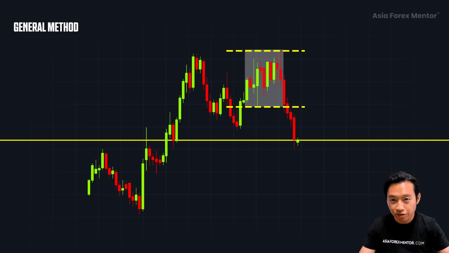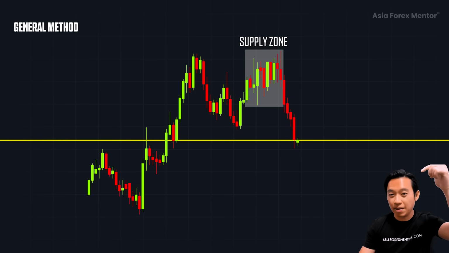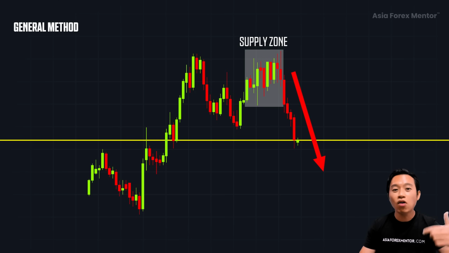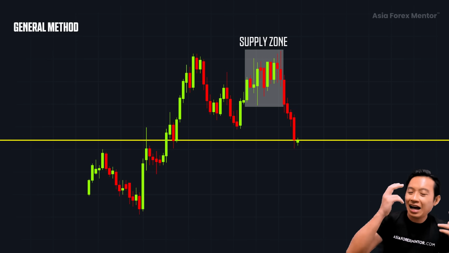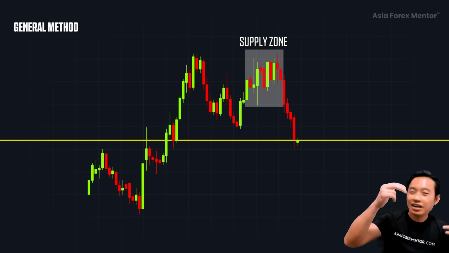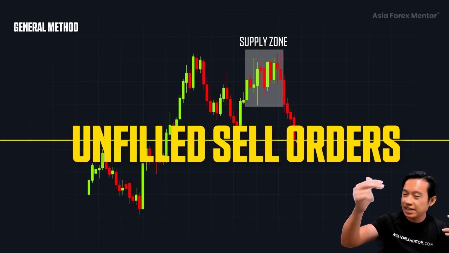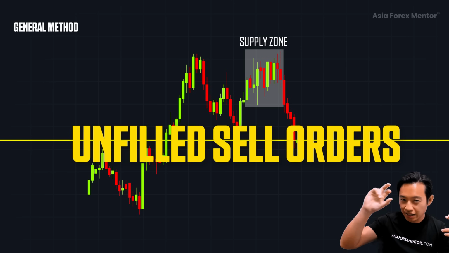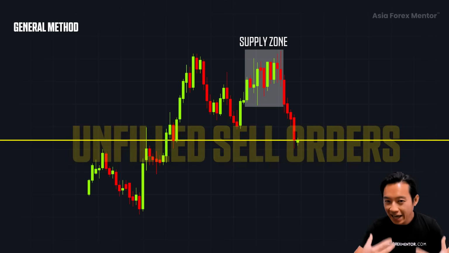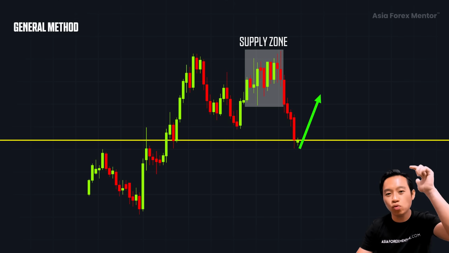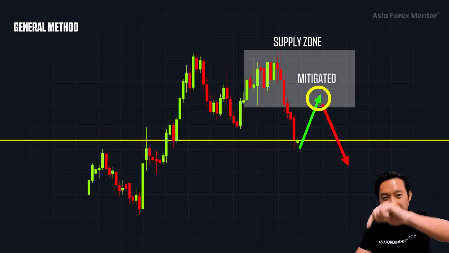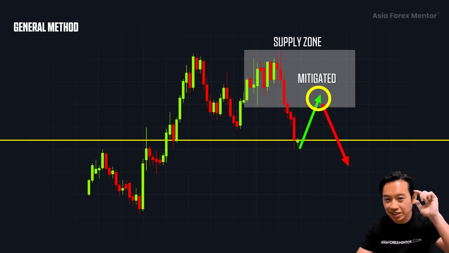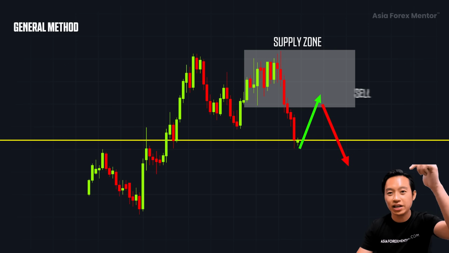And in this scenario, this creates a what? A demand or supply zone? A supply zone. Because why? It breaks downwards. So now that price has broken out of this supply zone, it indicates what? There are still likely, and there is always going to be, unfulfilled selling orders within the zone area. So we can expect price to pull back. It mitigates the supply zone before continuing its way downwards. All right, so this is where you can look for selling opportunities.